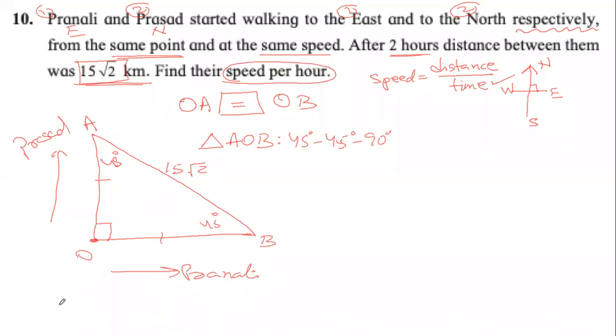So we have some distance, we have some time, 2 hours. All we have to do is, if we can connect the distance and time, we can find the speed. So first step in solution, in calculation, is to find out what is the distance that Pranali and Prasad have covered. That is, try to find out how long are these sides. Use the formula for 45, 45, 90 and find out the length of OA or the length of OB. And of course, they will be same. Find out and share.